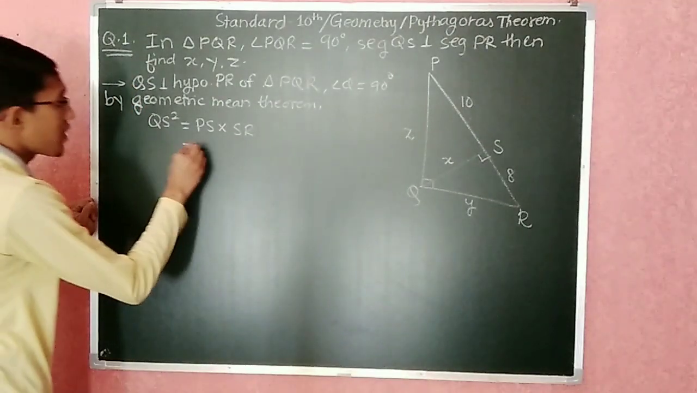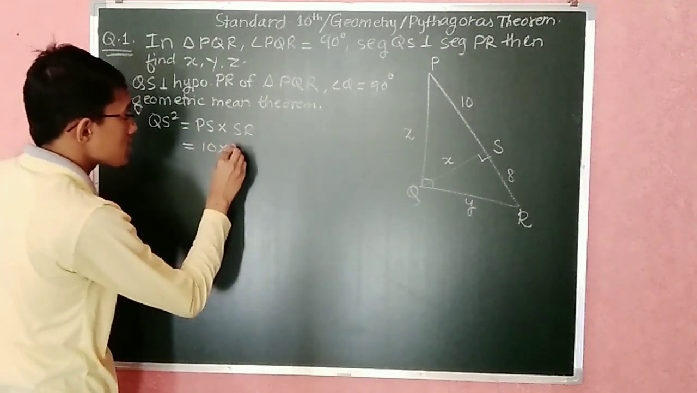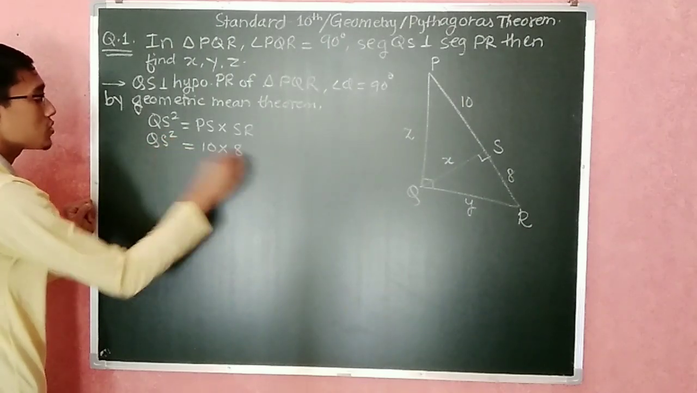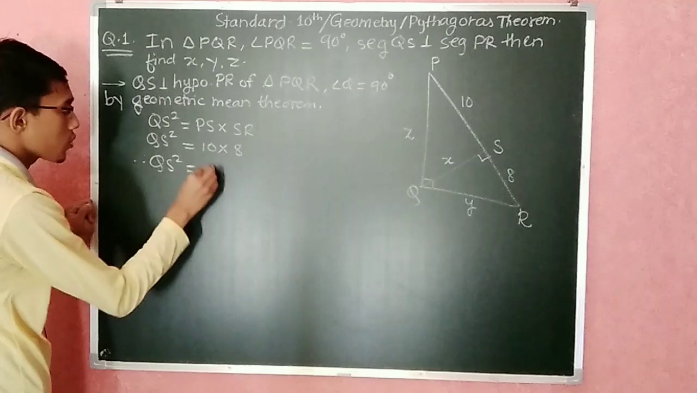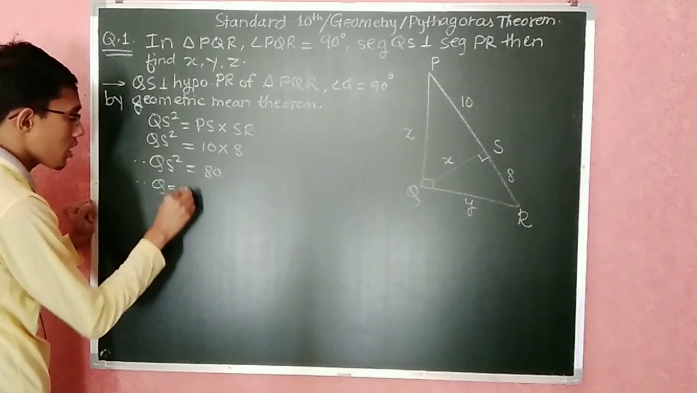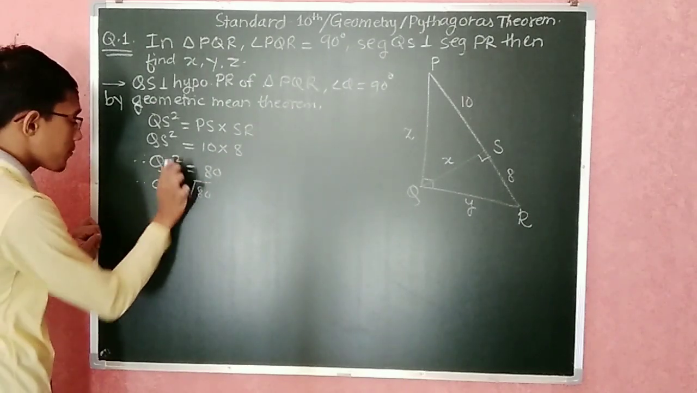We have the value of PS, that is PS is equal to 10 and SR is equal to 8. So we got QS square is equal to 10 into 8. Therefore QS square equals 80. Therefore QS is equal to under root of 80.